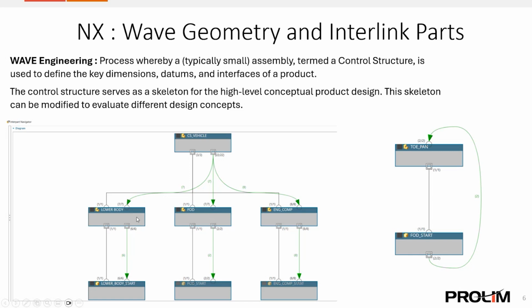From there, I can take, for example, the lower body here and have my start parts. So I can have multiple start parts down here. Now, the way this works is I then need to go in and create a part to start off with. So this is my toe pan. My toe pan then would come in and bring in the FOD start part, and I wavelength that back up to here. So if we go back to the start here, you can see if we follow that tree, it goes all the way up to the CS vehicle.